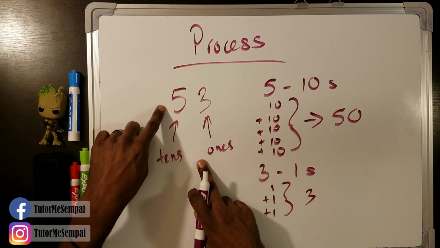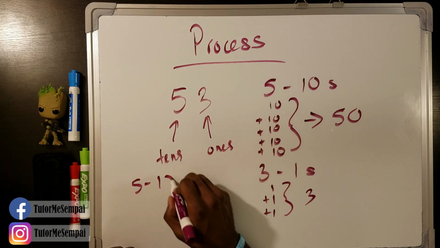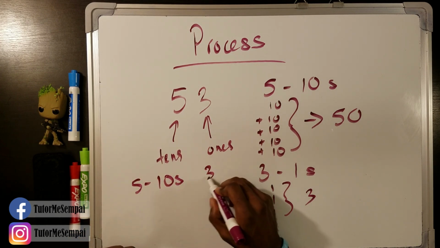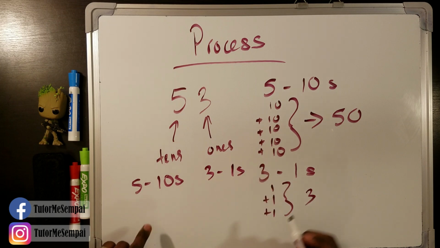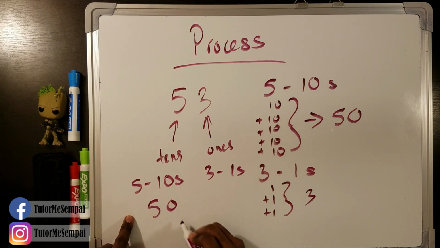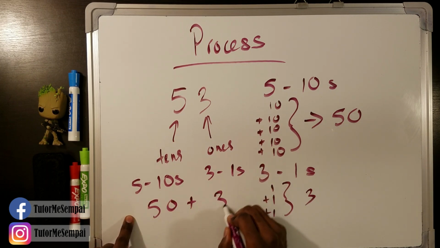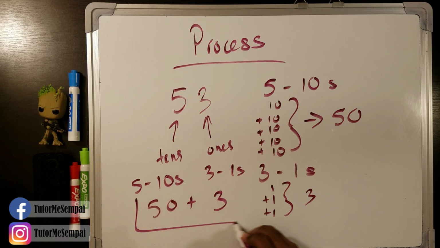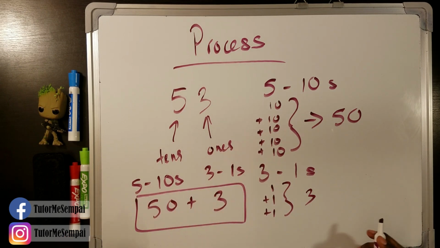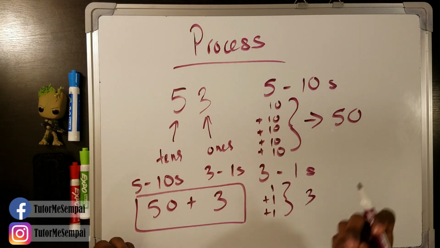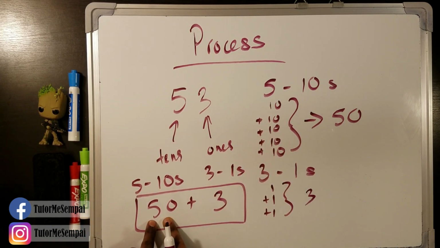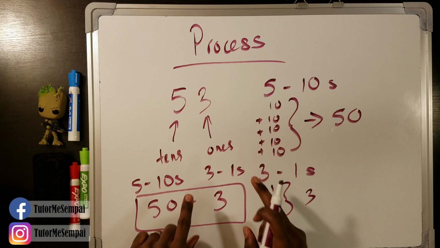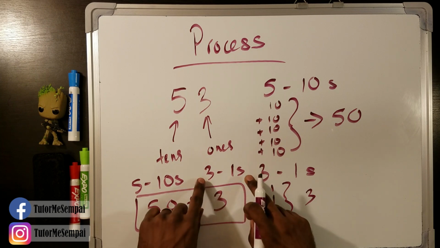So if this means that you have 5 tens and 3 ones, well, that's really just 50 plus 3. And this is your expanded form. This is the story that your 53 is trying to tell you. You have 50 or 5 tens plus 3 or 3 ones.